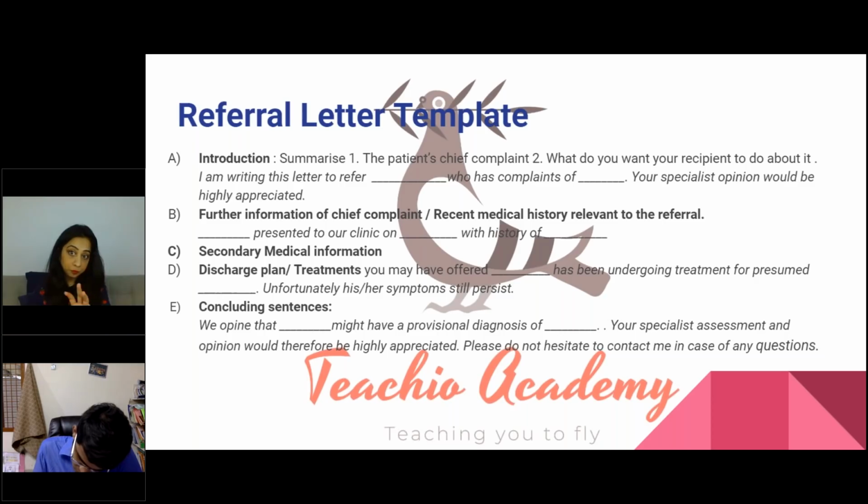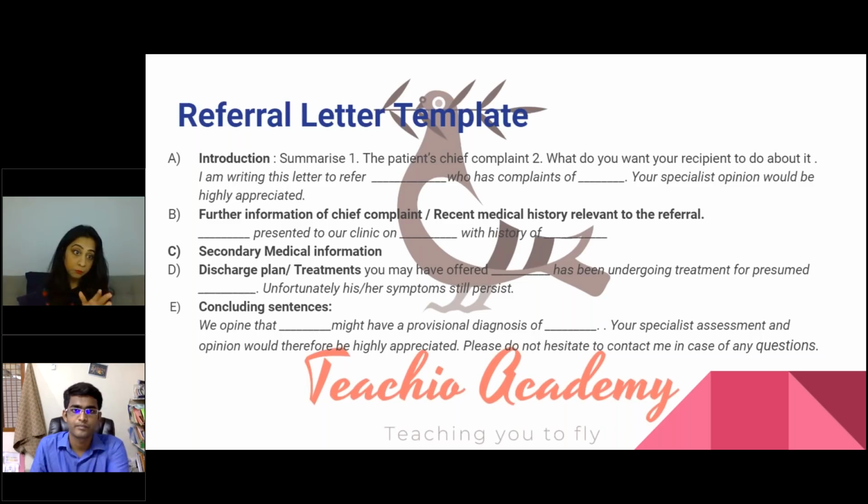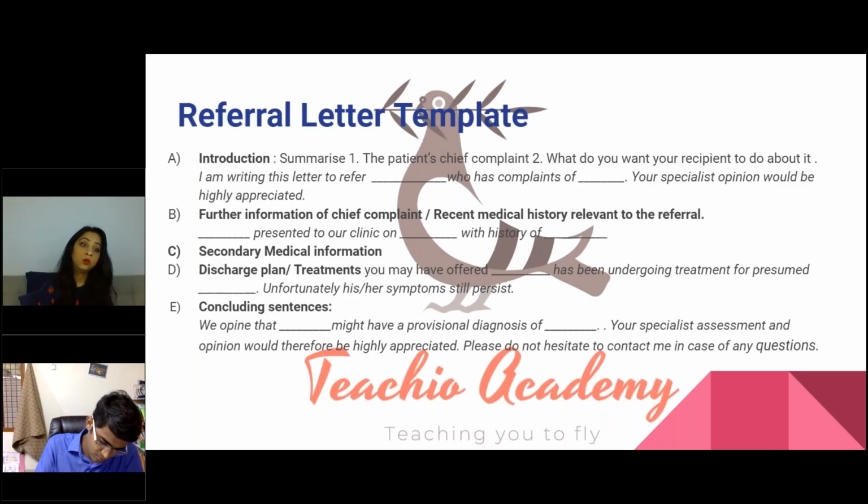Similarly, for nurses, if you are writing this letter to refer a patient to a tissue viability nurse for a diabetic foot, you're going to write, "I am writing this letter to refer Miss Jones, who has," and you can change the "complaints of" to "who has a history of diabetic foot" or "who has findings of diabetic foot." Then, "Your specialist opinion would be appreciated." And then in the secondary medical information part, you're going to include history of diabetes for this patient.